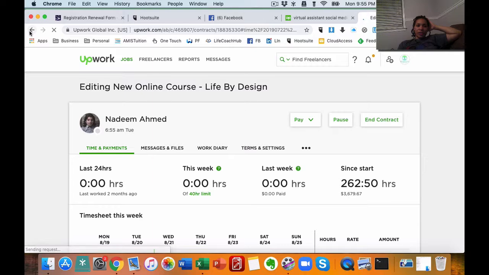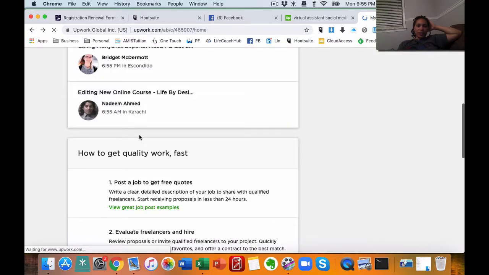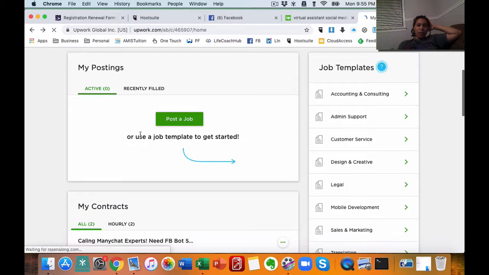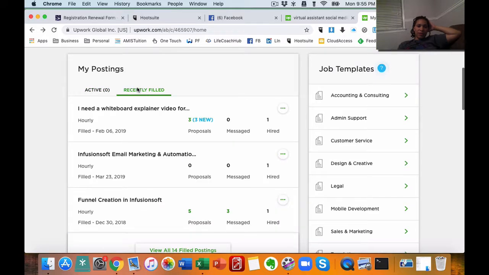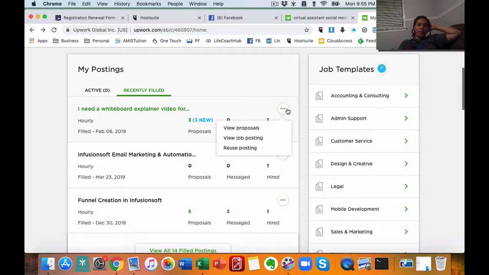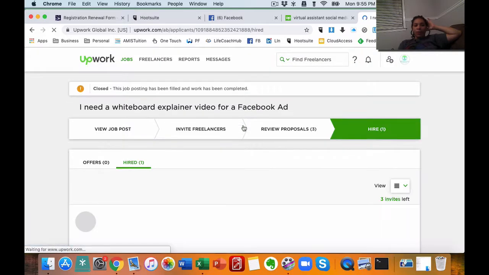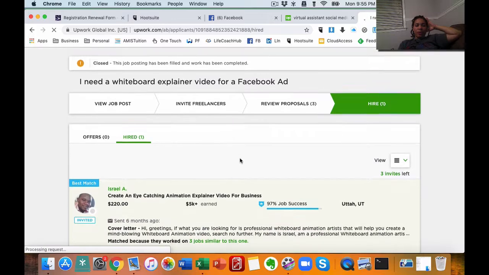Now this is an existing contract. Oh, posting. Oh, I don't have any active post. Oops. Recently filled. Okay, good. So let's say you wanted to, I could either edit this post, view proposals. So this is how it looks when you're looking at your proposal.